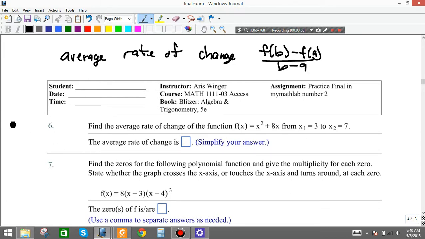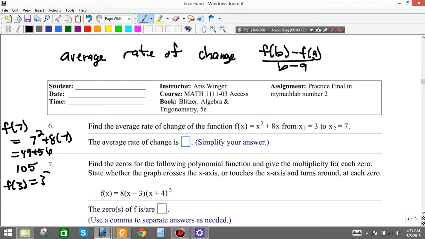So f of 7 is 7 squared plus 8 times 7. That is 49 plus 56. That is 105. F of 3 is 3 squared plus 8 times 3. That's 9 plus 24. That's 33.